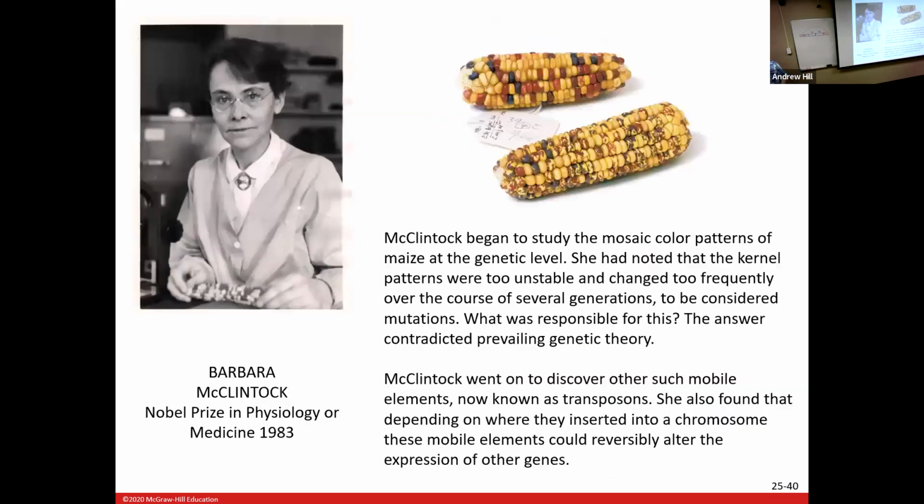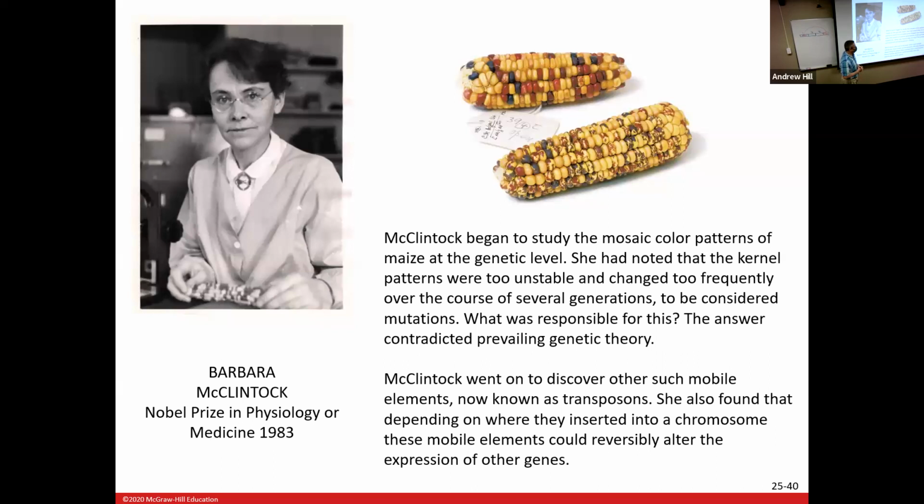So I'm not going to talk a lot about transposons, but I just want to mention this historical figure because she's so important. This is Barbara McClintock, Nobel Prize winner in 1983 for physiology or medicine. In the 1950s, she became very interested in genetics. She had taken a class as an undergrad, and that set her on the course of studying science. And she found that corn was sort of amazing. You probably have all seen this, right? Particularly in the fall, we have this really interesting corn that's really beautiful, right? So she began to study these mosaic patterns of corn, or maize, at the genetic level.